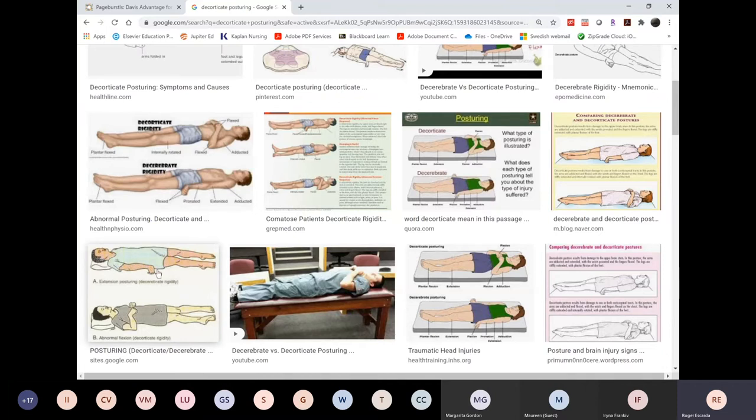So they're extending their arm instead, and then there's pronation of the forearm, and they're still flexing their wrist. Here in the decorticate, there's also an internal rotation, but both feet are in plantar flexion. So plantar flexion here, plus you also have internal rotation of one or both legs. So this is the decorticate, this is the decerebrate. Abnormal flexion, abnormal extension.